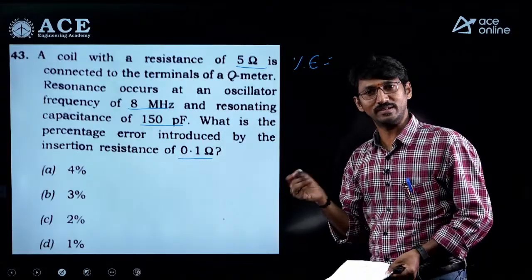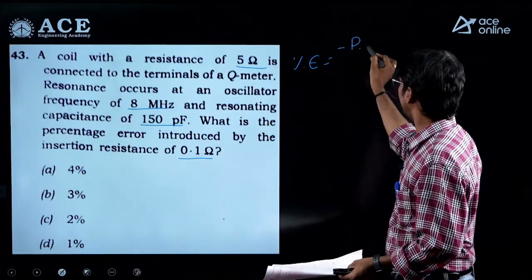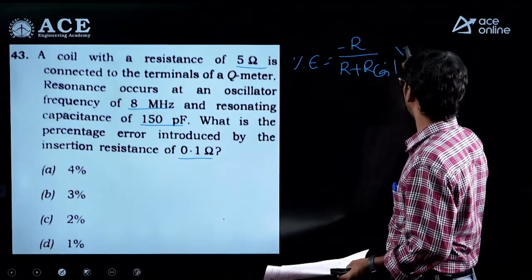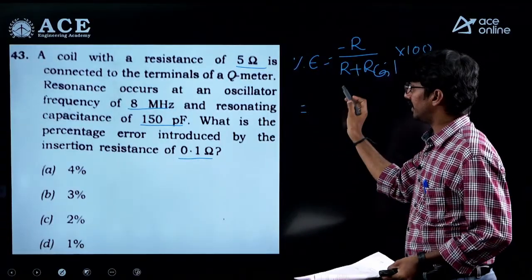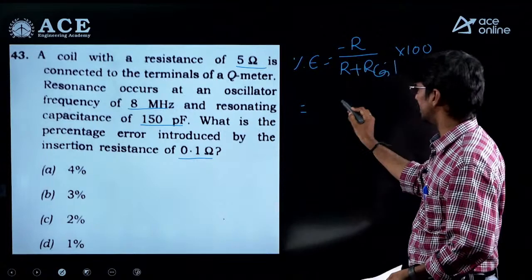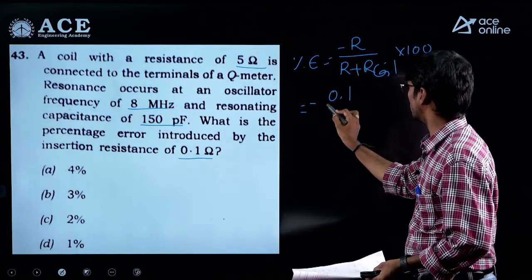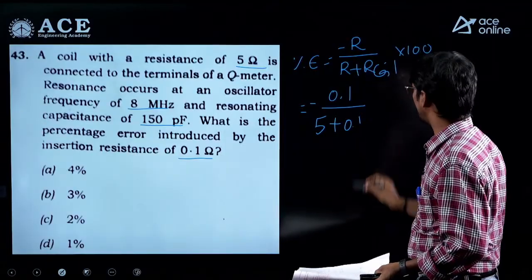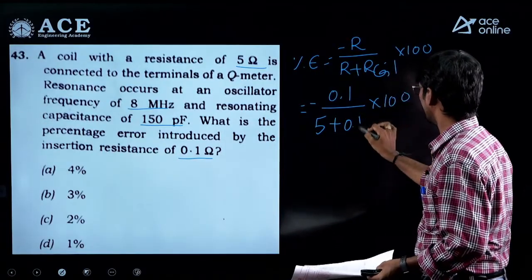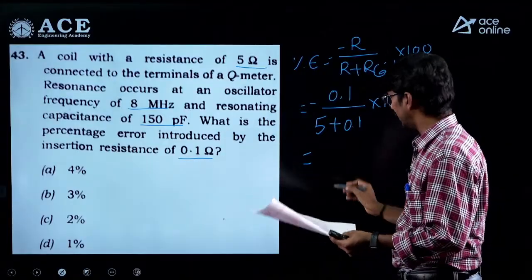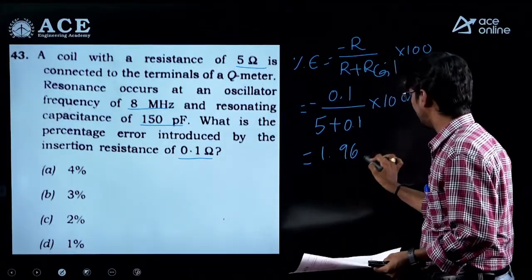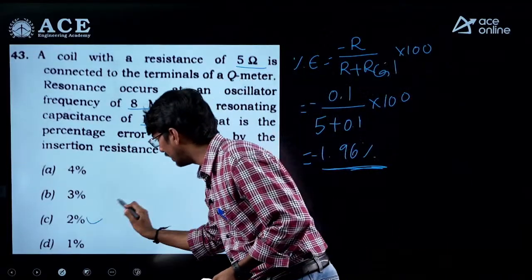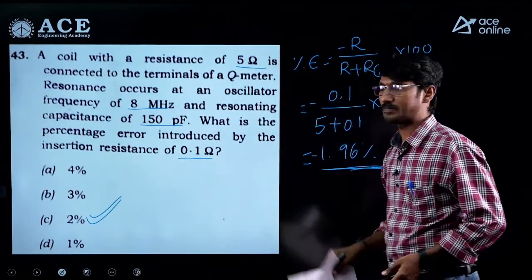In the class we have seen the direct formula, minus R by R plus R coil into 100. Minus R, what is that? Inserted resistance. What is that? 0.1. Of course, minus R is 5 plus 0.1 into 100. If you simplify this, you are going to get approximately 1.96%. Of course, minus, but in the options it is not given. So directly 2% you can select it.